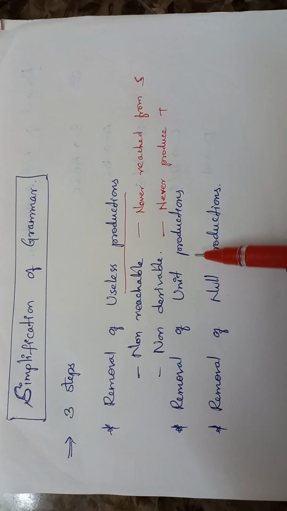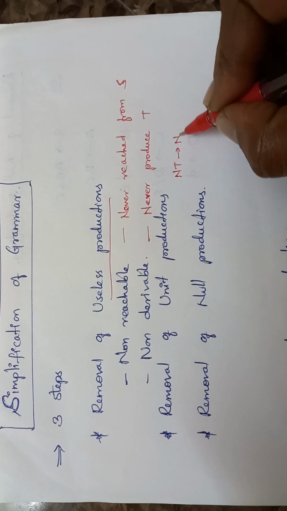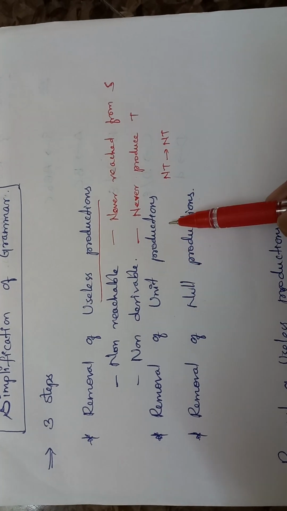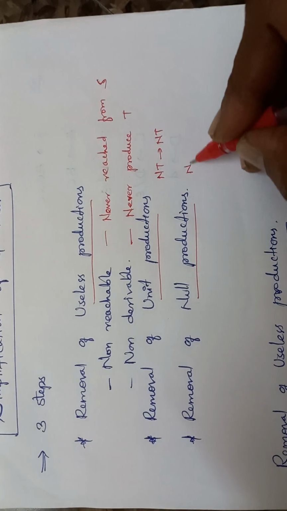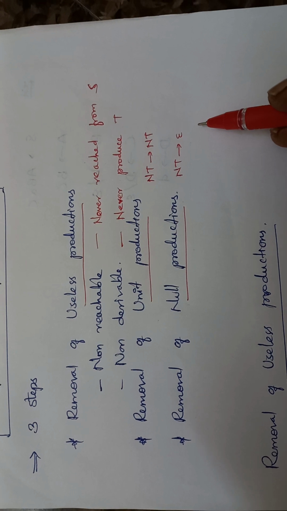Next one is removal of unit production, in the sense a non-terminal derives a single non-terminal. So a single non-terminal deriving a single non-terminal is called a unit production. And the last one is null production. So a non-terminal deriving null is called a null production.